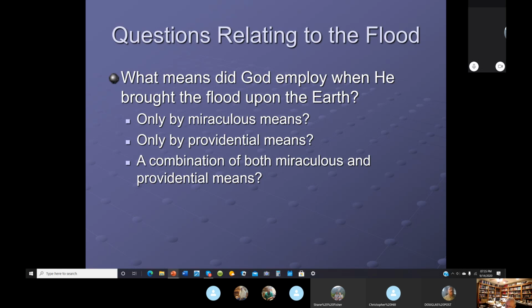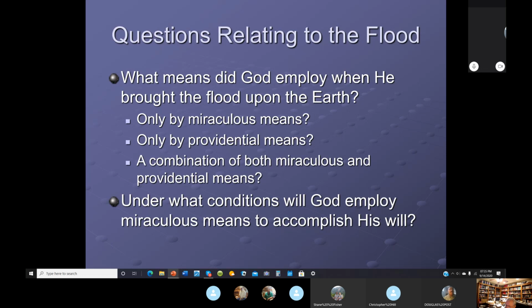So we know God worked miracles. We know he works providence. So I would say, as I understand the Bible, that there's only two possibilities here. It's got to be either only miraculous, only providential, or a combination. Any fourth suggestions anyone has?